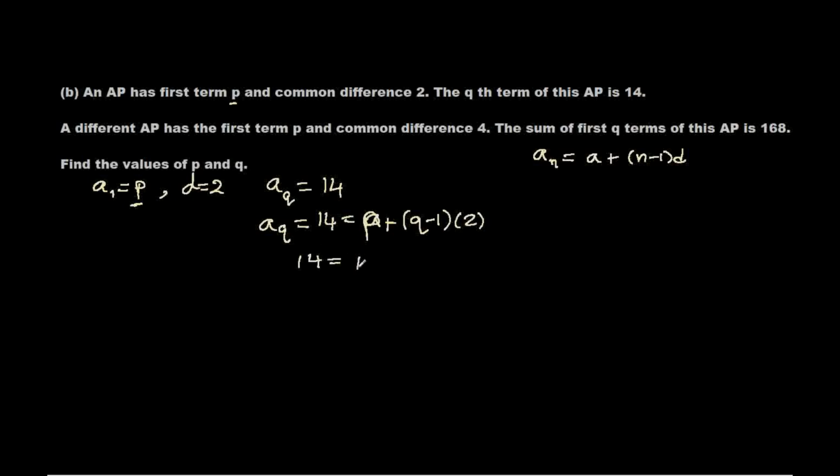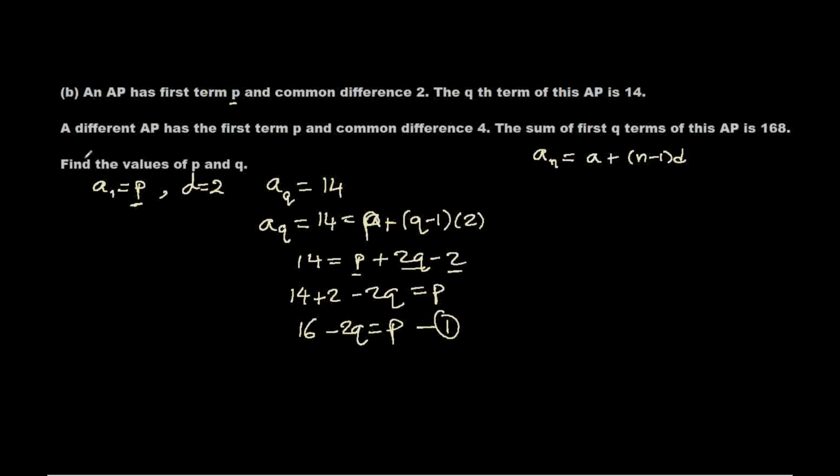14 equal to p plus 2q minus 2. Okay, so let's rearrange it. Bring this 2 here, 14 plus 2, and let's bring 2q here, minus 2q equal to p. We could have brought p also this way, but we would have to divide by 2 later on. So I'm doing this. I hope this is helpful. 16 minus 2q equal to p. This is our equation number 1 by the first sentence.